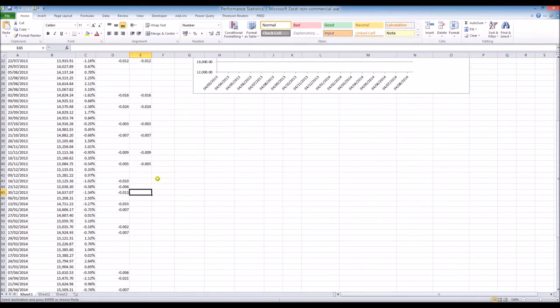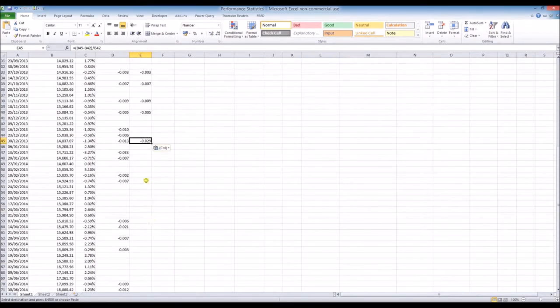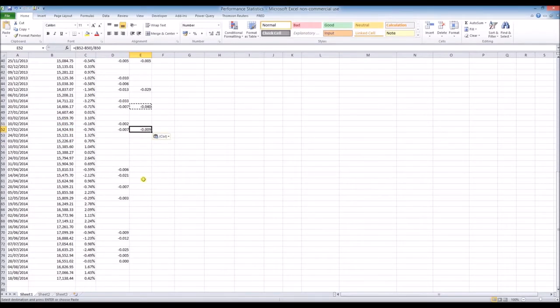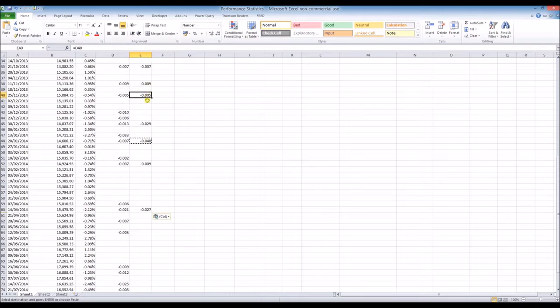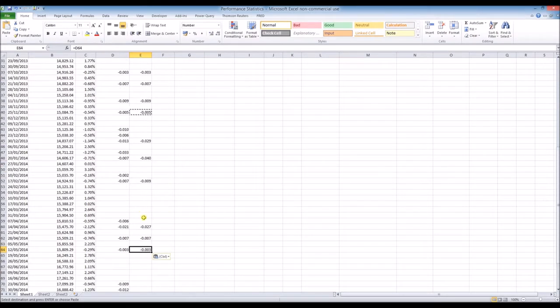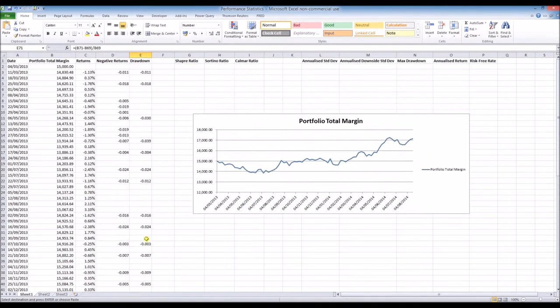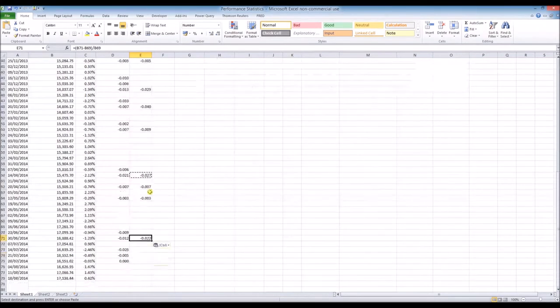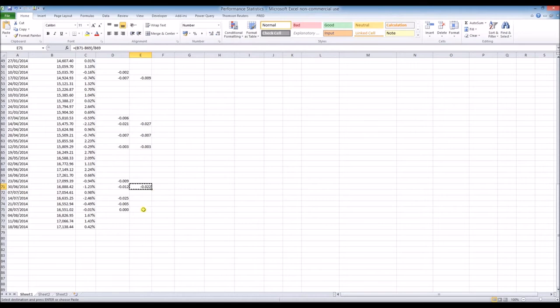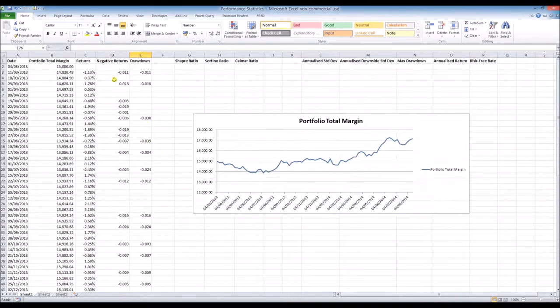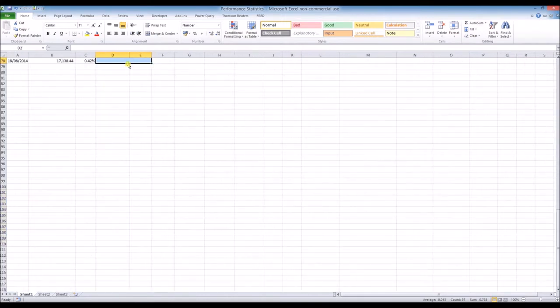I'm just saving some time here by copying the formulas down and editing them where necessary. So it's a little bit of a manual process, but that's probably the easiest and most understandable way to calculate drawdown figures. And we can format all those cells to display themselves as a percentage.